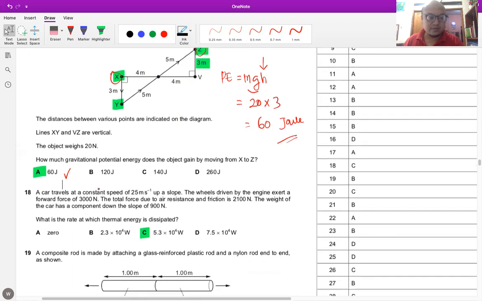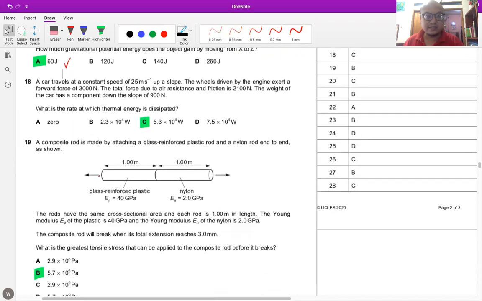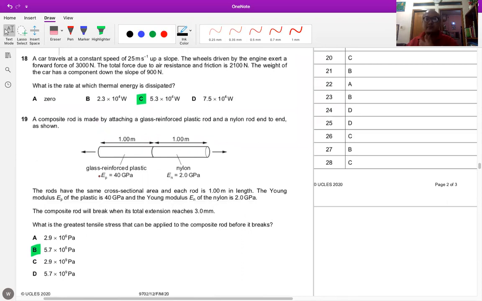So continue to number 18. 18 is C. Let me check together.